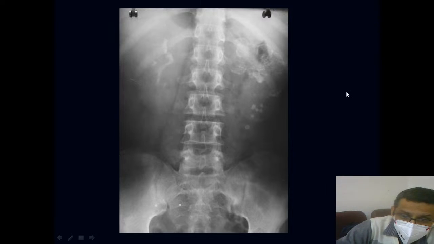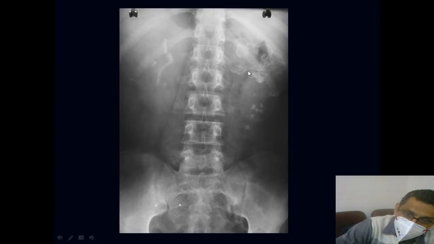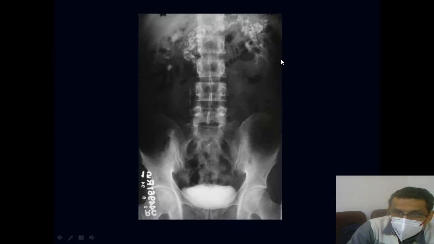Okay, so we see one example here. This was an IVP film. This is the right calyces seen here. These are calculi in the kidney, but what you see here is a calcification, amorphous, cloud-like in the soft tissue. This cannot be the renal calculi. So there was actually a renal cell carcinoma here, a tumor in the kidney, which was showing this amount of calcification.